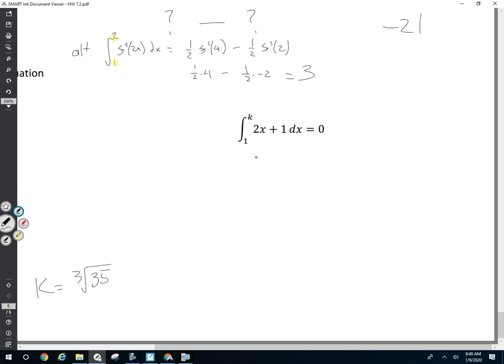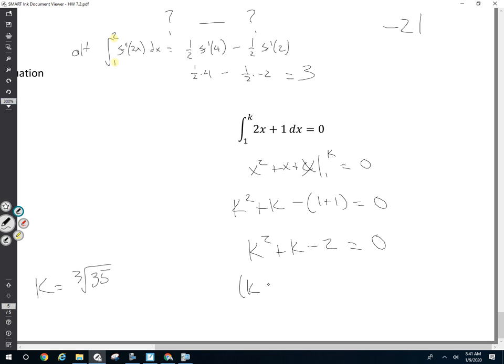All right. What is this 0? Watch this. This is a good one. Take the antiderivative. X squared plus x plus c from 1 to k equals 0. I won't need the c. I'll get k squared plus k minus 1 plus 1 equals 0. So that's k squared plus k minus 2 equals 0. Are there two numbers that multiply to get negative 2 and add to get 1? Yep. K plus 2, k minus 1. There are two answers to this. K could be equal to negative 2 or 1.